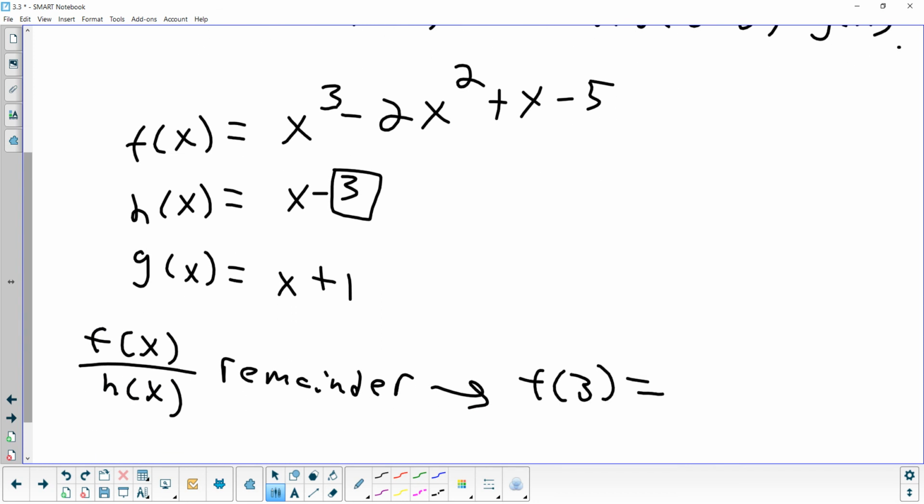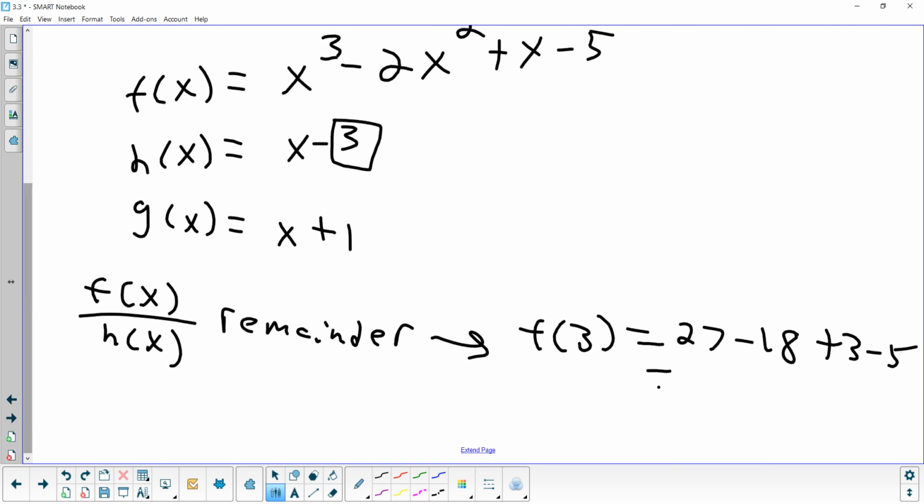Whatever that comes up to. So that's going to be 27. 3 squared is 9 times 2 is 18 plus 3 minus 5. All you have to do to find the remainder without doing any long division at all. So let's see. 27 minus 18, that gives me 9. 9 plus 3 is 12. 12 minus 5 is 7. So I got a remainder of 7.